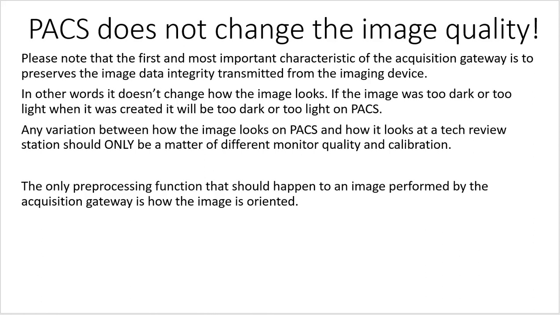Any variation between how the image looks on PACS and how it looks on the tech review station should only be a matter of different monitor quality and calibration. That's the only reason it should look different in PACS versus the tech review station. And the only preprocessing function that should be performed on an image by the acquisition gateway is how the image is oriented. The only thing it should do is flip it around so it's the right way.